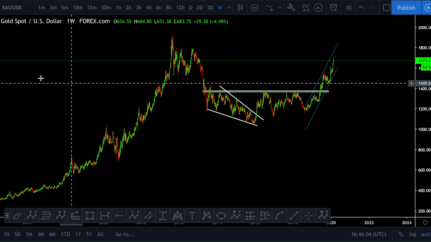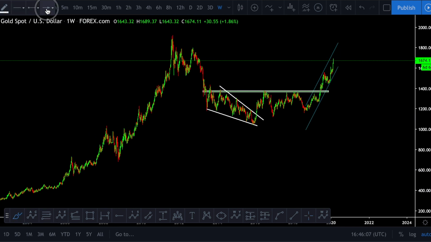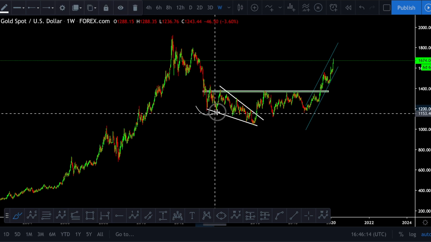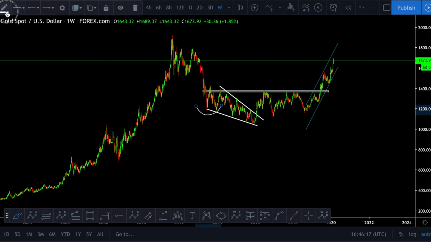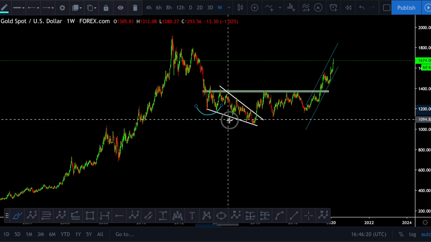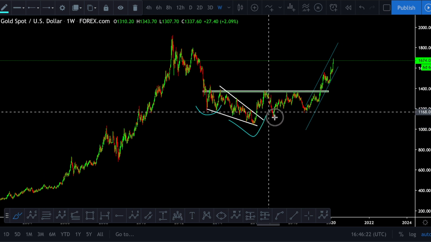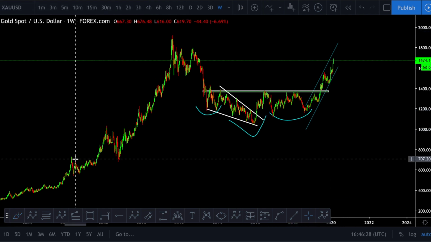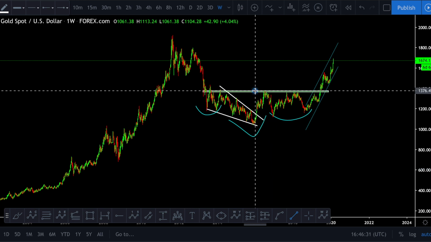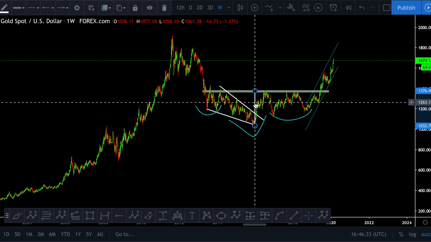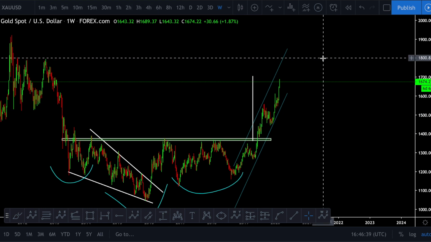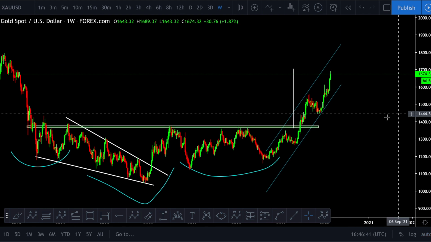So that's the neckline, and let's go ahead and make that more visible. Yeah, that's the neckline. I say that this would be the shoulder, the head right here, and then this is the other shoulder right here. So shoulder, head, shoulder. And when that happens, you just take the price from the neckline up to the top of the head. You take that and put that right there on the neckline again, and that'll give you the minimum price target. So the minimum price target here is almost met already.